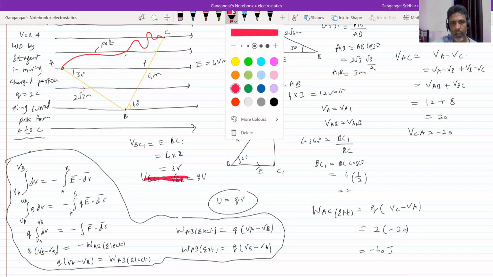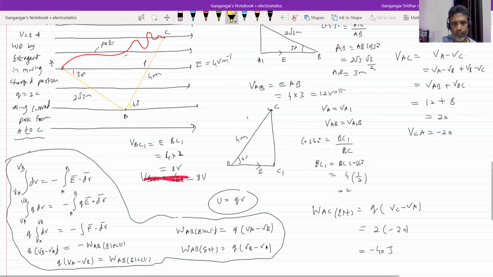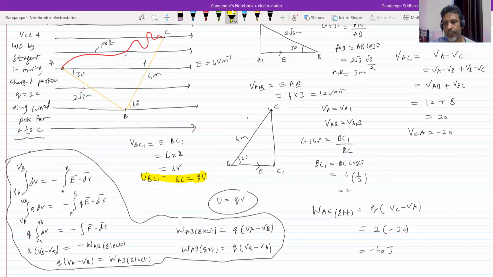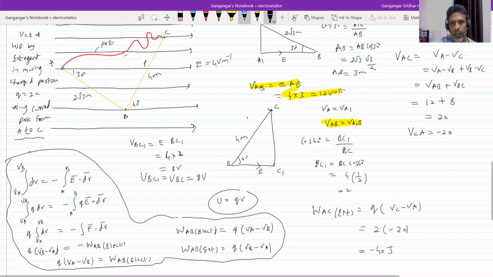I'll just round off the answers. Where are the answers here? Okay, fine. So there can be any type of path, anything. So this is about the uniform field.